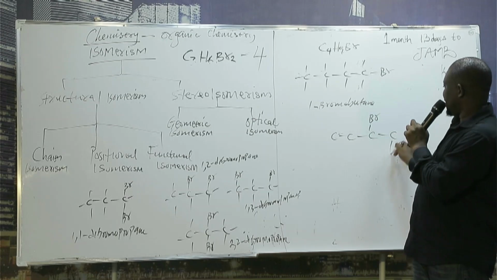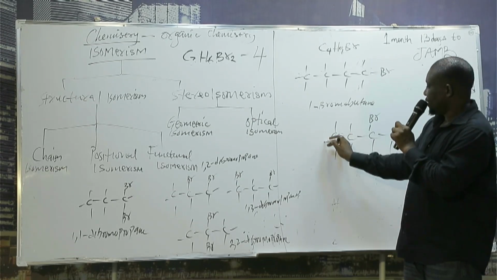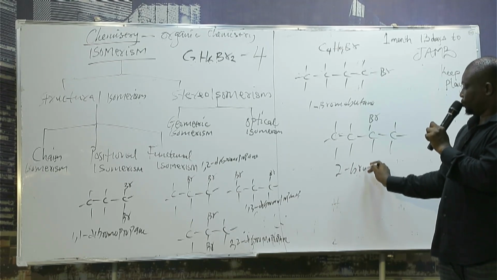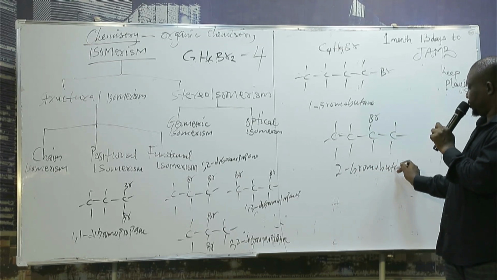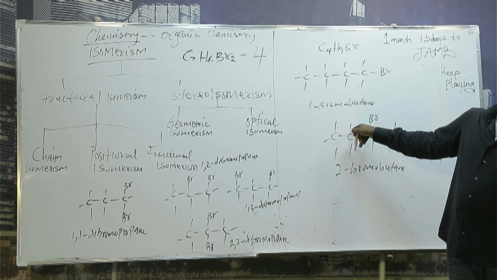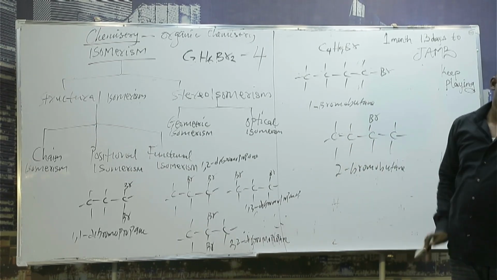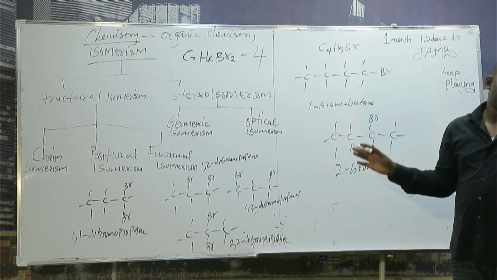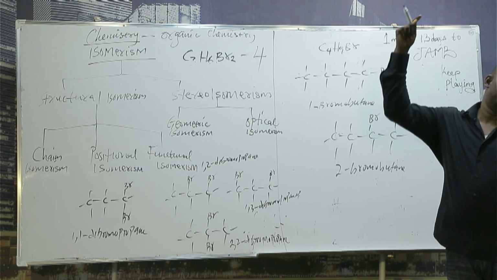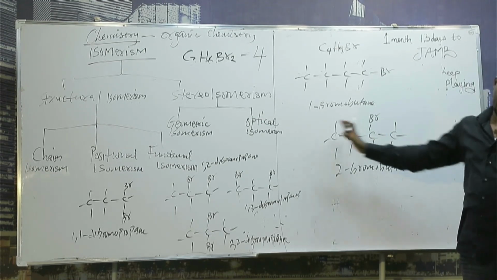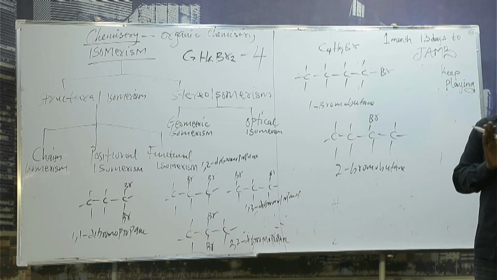Now that it is here, what do you have now? 2. So you have what? 2-bromo what? Butane. If you move it here, what will it be? Is it 3? Is what? 2. Because if you push it there or shift it there, you have to count to give that bromine the lowest number possible. So you cannot name from here.